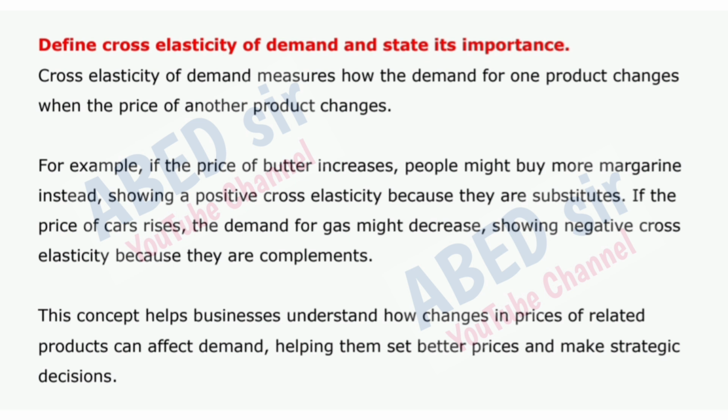For example, if the price of butter increases, people might buy more margarine instead, showing a positive cross-elasticity because they are substitutes. If the price of cars rises, the demand for gas might decrease, showing negative cross-elasticity because they are complements. This concept helps businesses understand how changes in prices of related products can affect demand, helping them set better prices and make strategic decisions.